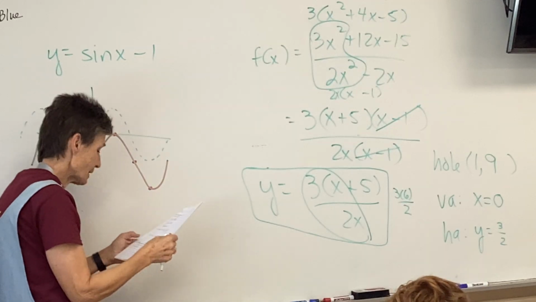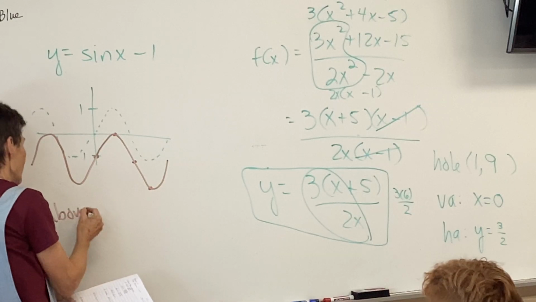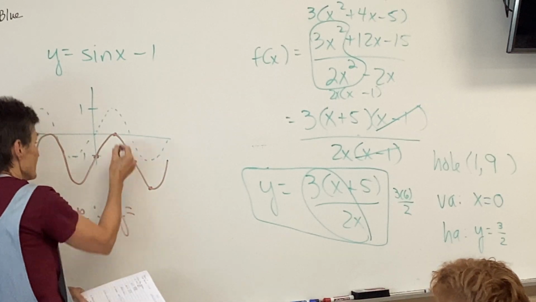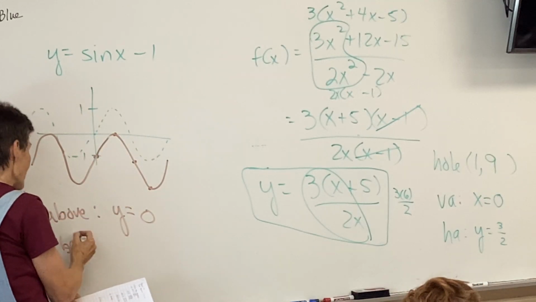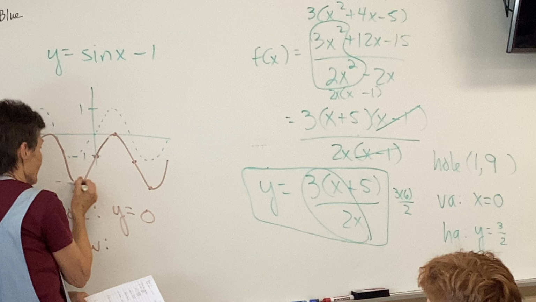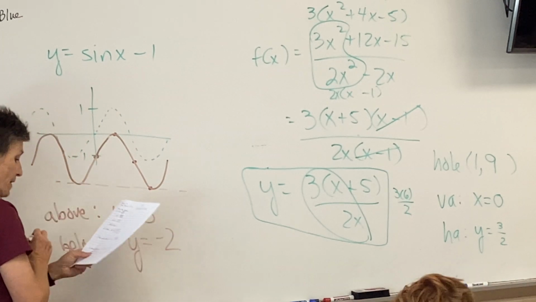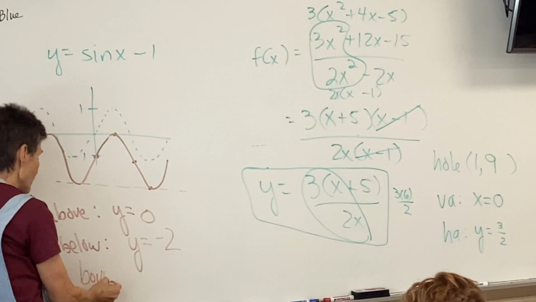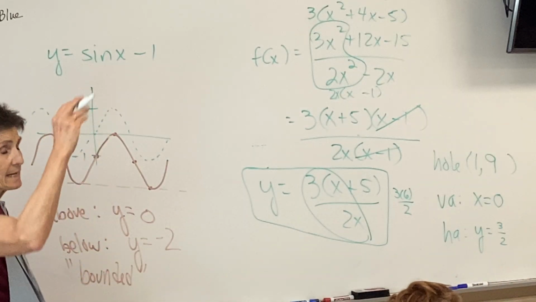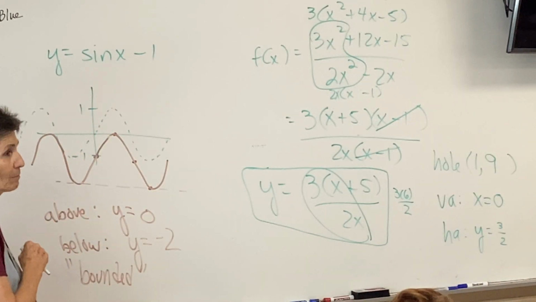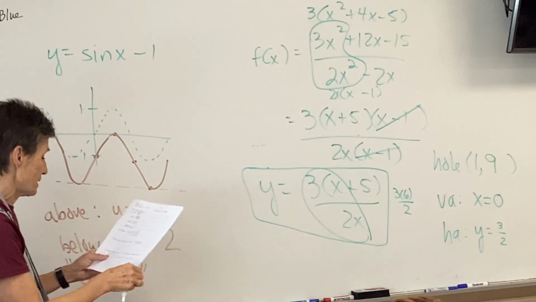Now, is it bounded above? Yes. By what? Y equals 0. Very good. Is it bounded below? Yes. Negative 2. Super. Therefore, it is considered bounded. If you have a ceiling and a floor, then you're considered bounded. Not very many of your functions are bounded, but this one is.